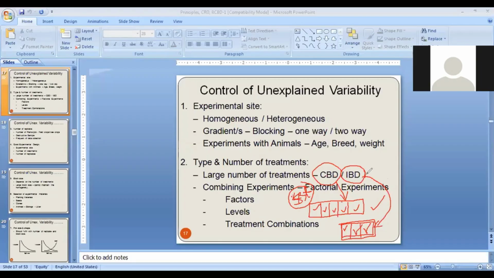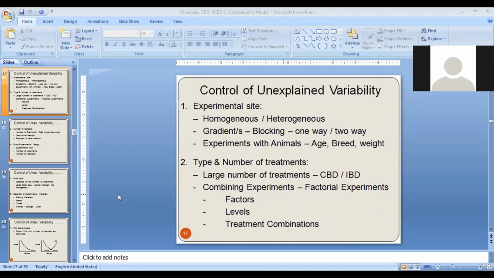So depending on the number of treatments, we can decide whether we go for complete block design or whether we go for incomplete block design. Then, depending on what experiment we are carrying out, we can go for factorial experiments. So we will talk about factorial experiments later.